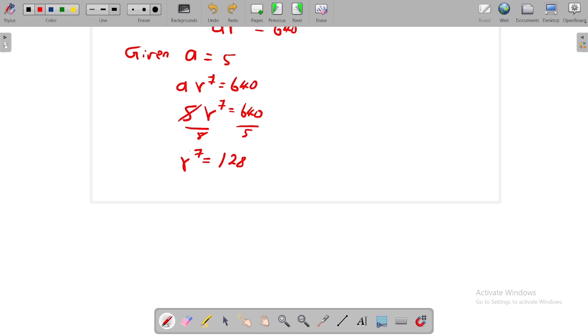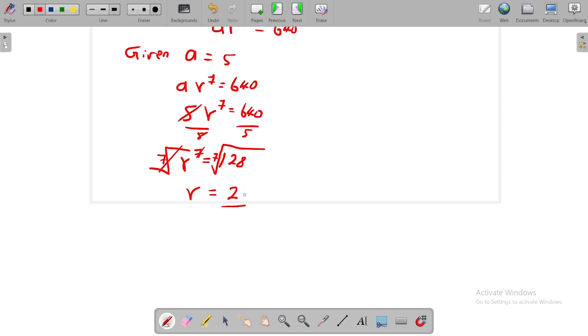Now what are we going to do? We take the 7th root of both sides. Now this 7 will cancel the 7th root to leave R alone. If we now take the 7th root of 128, it gives us 2. We've gotten our R as 2.